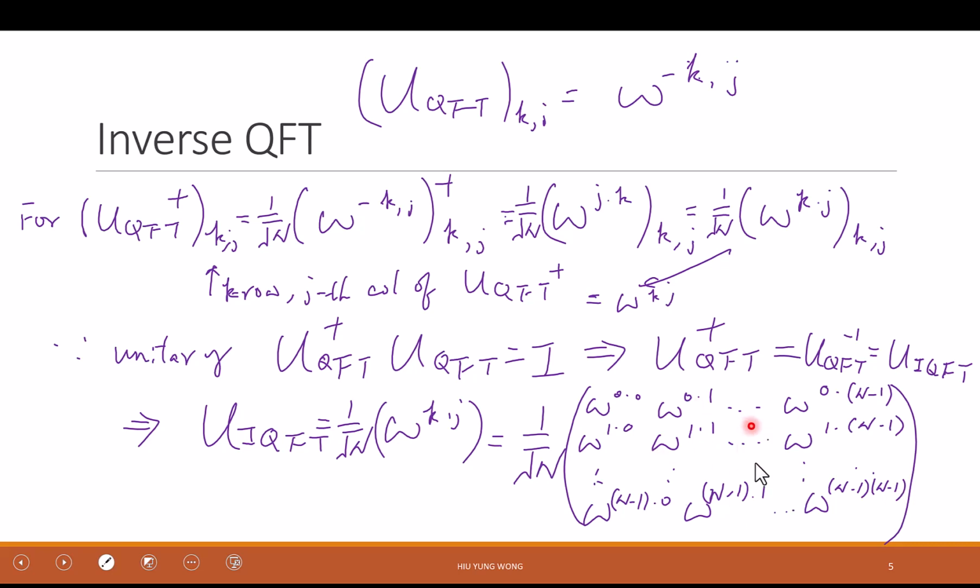You don't need to look at this, but just by comparing this and this, what is the difference between quantum Fourier transform and inverse quantum Fourier transform? Negative. Yeah, the exponents become negative. Everything else is the same. Okay? Yeah, question?